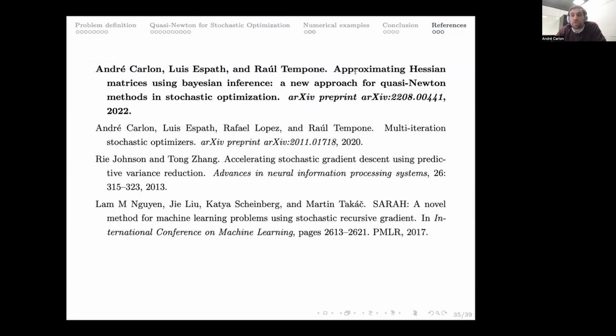This talk was based on this work on arXiv, called Approximating Hessian Matrices Using Bayesian Inference: A New Approach for Quasi-Newton Methods in Stochastic Optimization. And we also discussed these numerical methods, MISO, for variance control on stochastic gradient descent, that is available on this preprint here, Multi-Iteration Stochastic Optimizers. And SVRG and SARAH were presented in these two other papers from Zhang and Yuan.